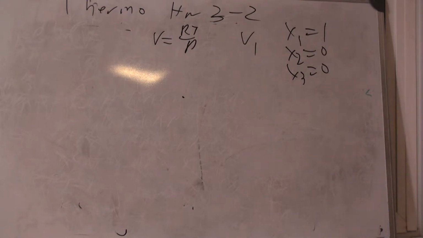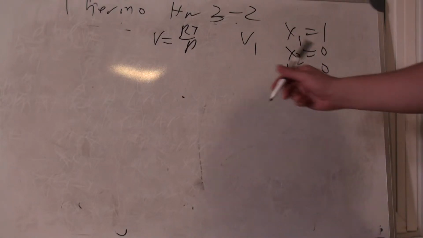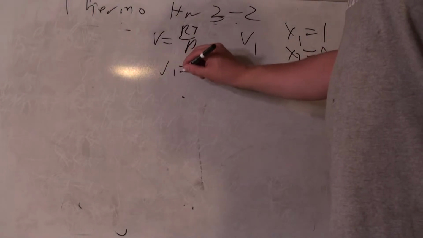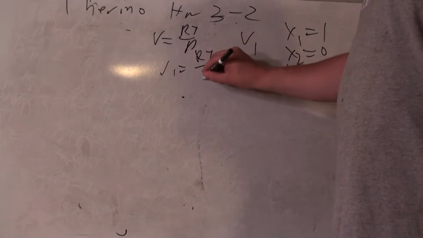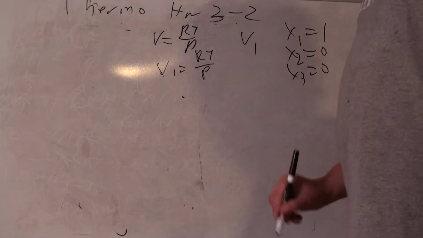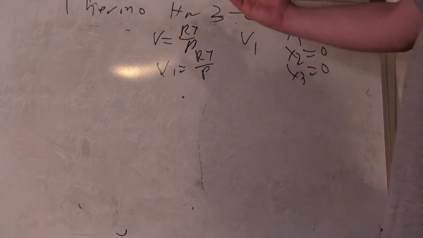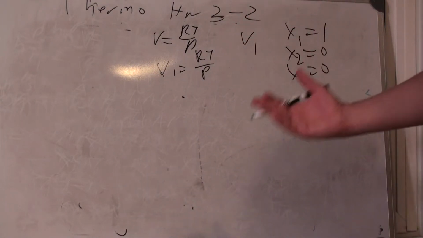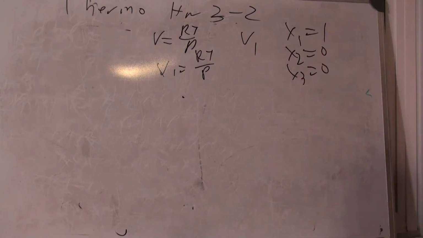And you might be like, well, Dr. Hadley, there are no x's in there. Hence why this is unique. I still plug it in. V1 is equal to RT over P. That's it. It's done. I've done what I had to do.